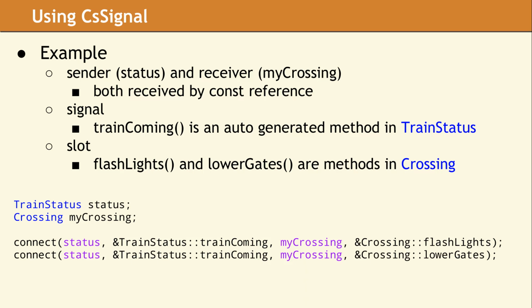The second parameter is a method pointer, and it refers to the signal declared in train status. The 4th parameter is a method pointer to the slot which will be invoked. So what we have is 2 different actions will occur as a result of one signal being emitted.